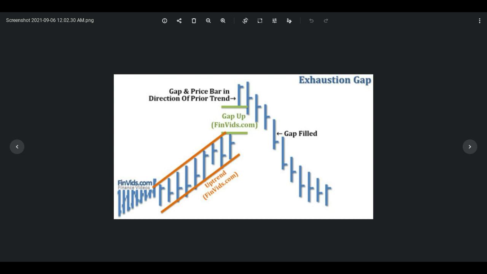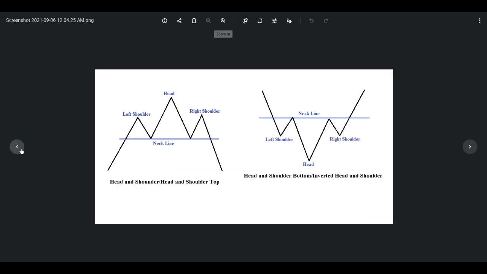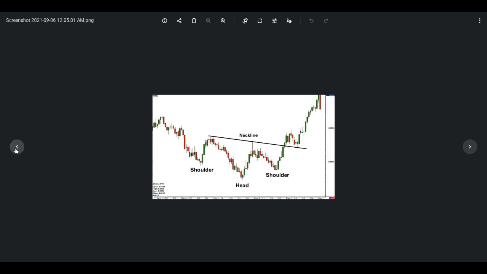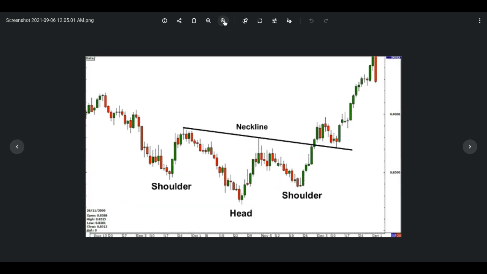And pattern 22 is the head and shoulders inverted. So, here we are. We are working on the inverted. Here is both head and shoulder top, and then head and shoulder bottom inverted. This is the one we're looking at, the second one. And so I'll go ahead and go to the next photo. I want y'all to be clear in your understanding.